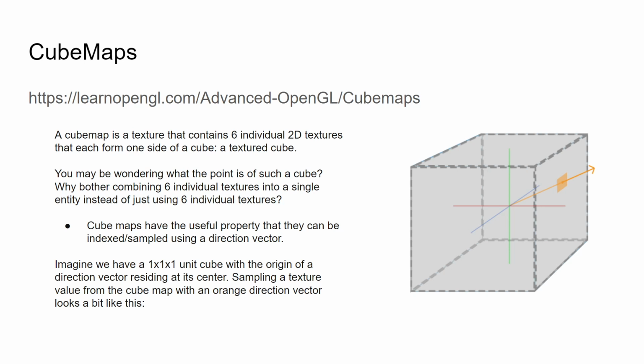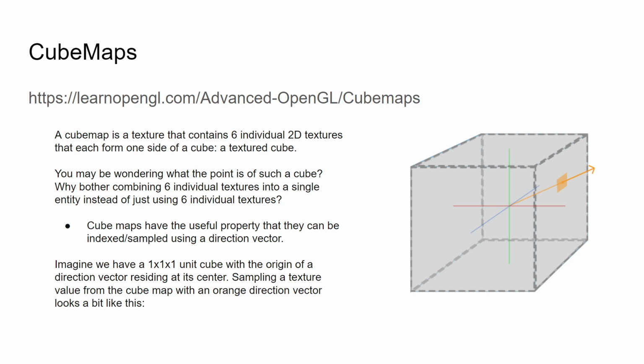If we were in the center of the cube at some origin, imagine, and we were to point out in any direction, we would hit the cube at some location. And the cool thing is, we could use that to sample whichever side of the cube, whichever texture we hit. We do sample them two-dimensionally, but according to this projection of this vector starting at the origin, at the center of the cube map, right? So cube maps have the useful property that they can be indexed or sampled using a direction vector.